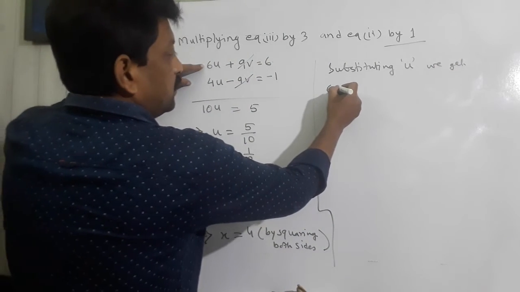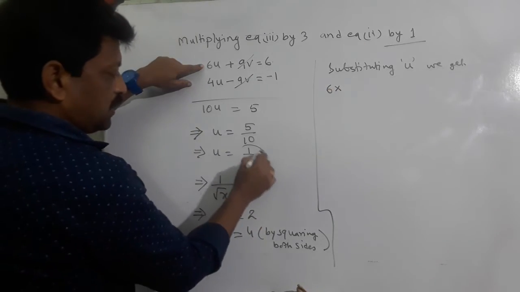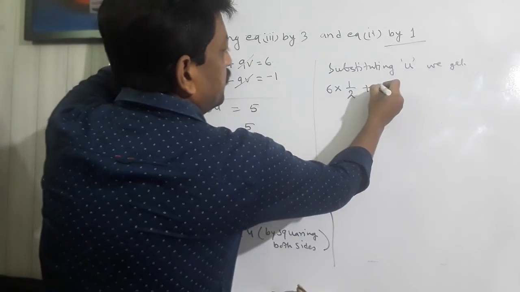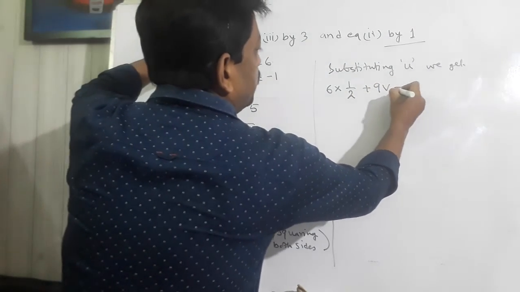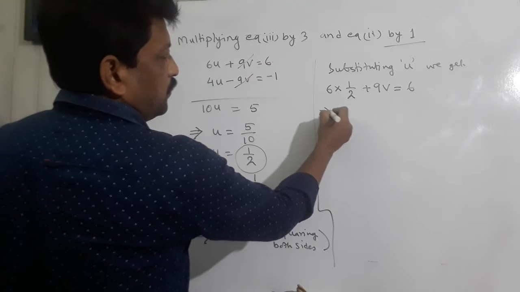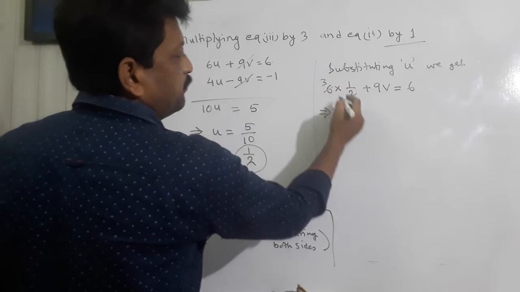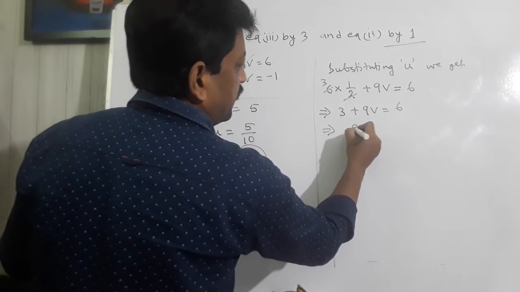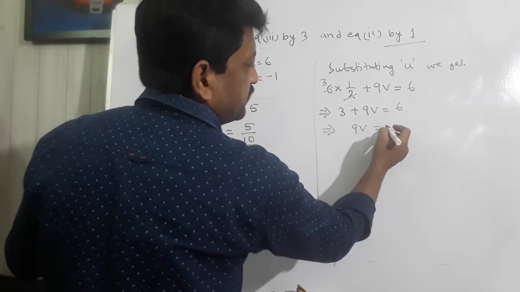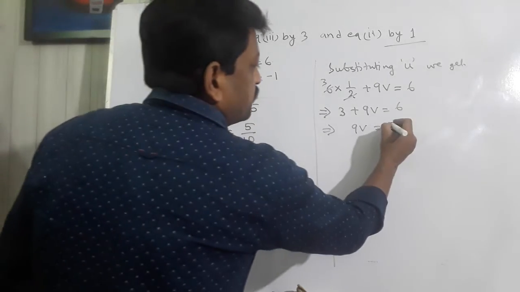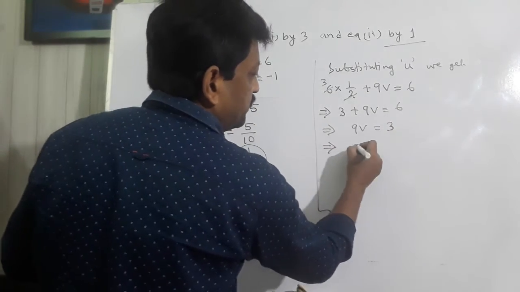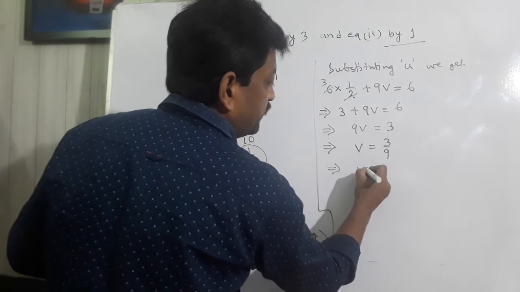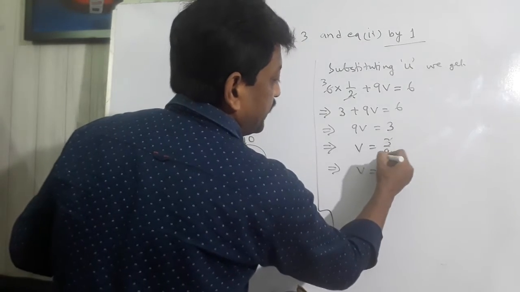So 6u means 1 upon 2. So 1 upon 2 plus 9v. V will remain as it is. We have to find v equals to 6. So 6 and 2 will be cancelled. It will be 3 plus 9v equals to 6, or 9v equals to, this 3 will go that side and it will become 6 minus 3, that is 3. Therefore we can write v equals to 3 upon 9, or we can say v equals to 1 upon 3 by cancelling.